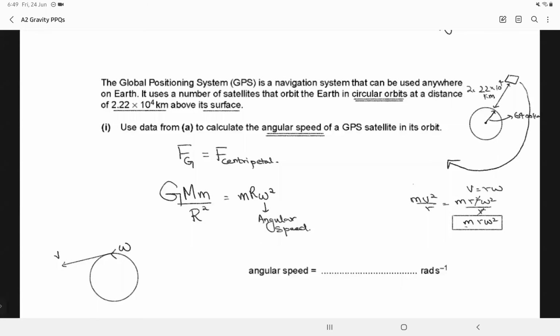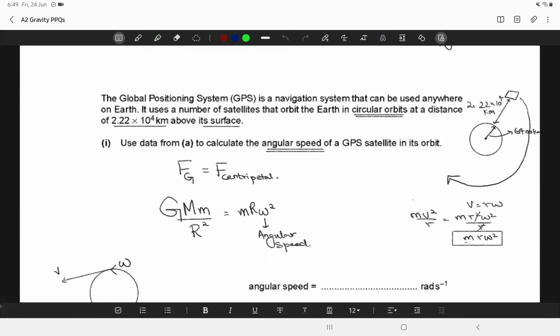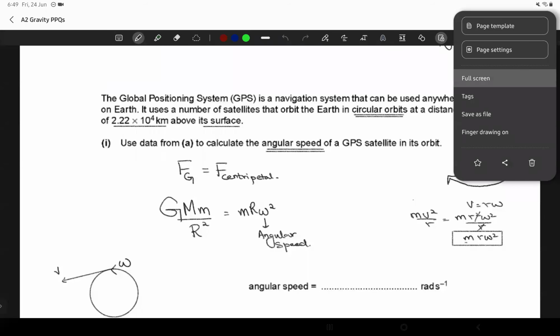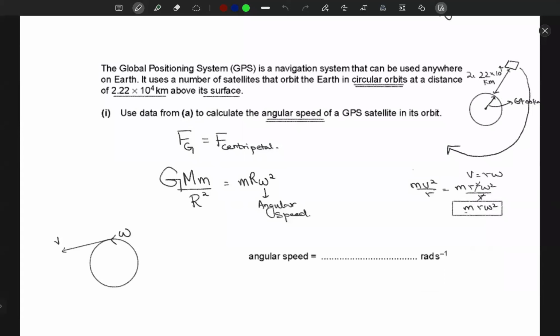Okay, so last time we were doing past paper questions for the topic of gravitational fields. We'll continue with that where we left off. But before we do so, is there any question that anybody has from any of the last lectures?